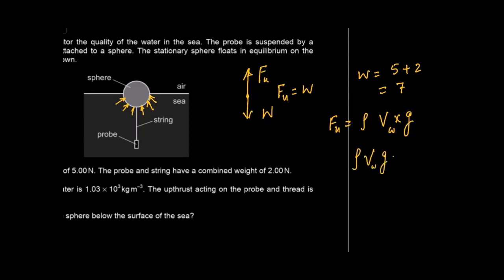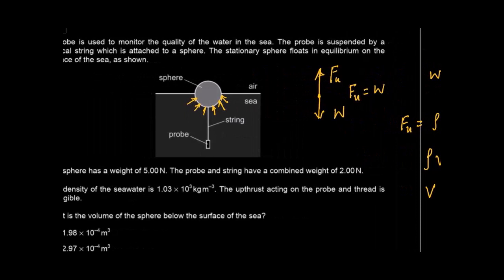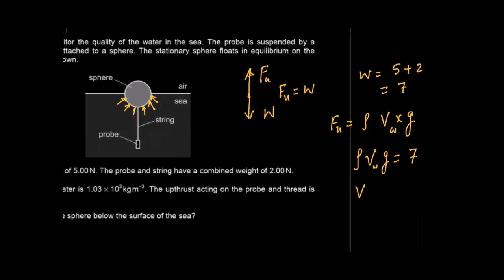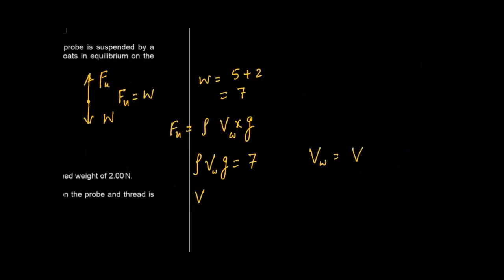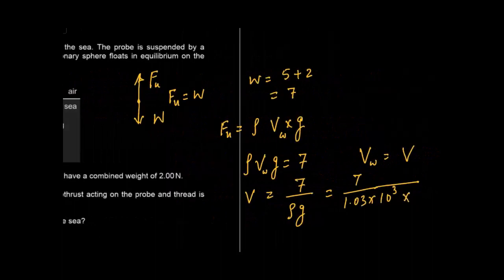So rho times the volume of water displaced times g is equal to 7. The volume of water displaced is equal to the volume of the sphere below the surface of the water. So V is equal to 7 upon rho g, which is equal to 7 upon 1.03 into 10 to the power 3 multiplied by g, which is 9.8.